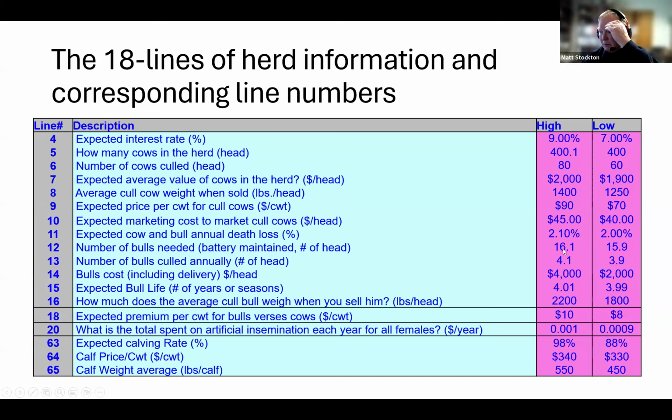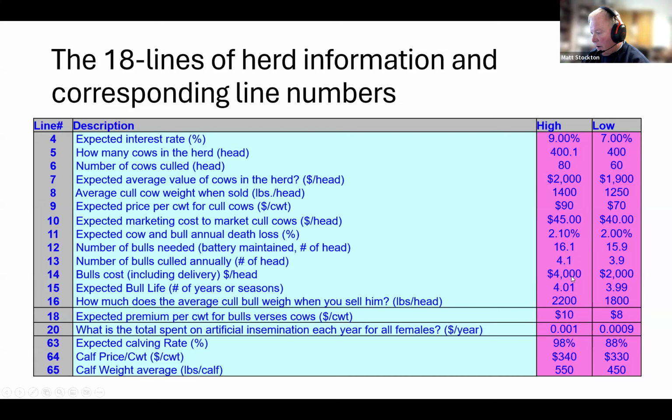See, we've got the number of bulls needed, which you need to go. This works out to be 16 bulls per 400 cows. Well, that's 25 bulls. Okay. So it does that calculation for you, and then it does all this stuff.